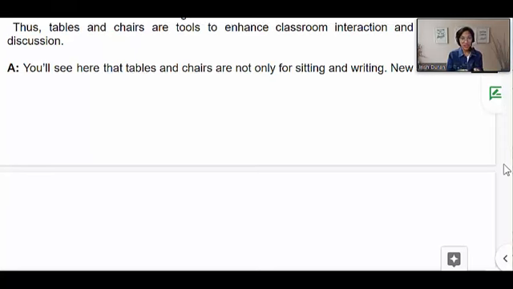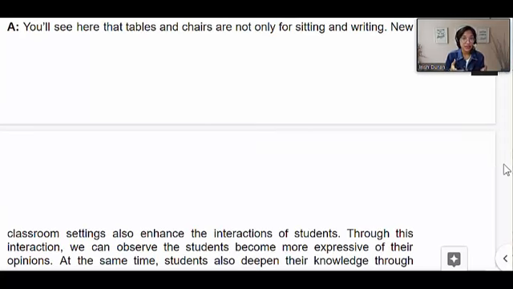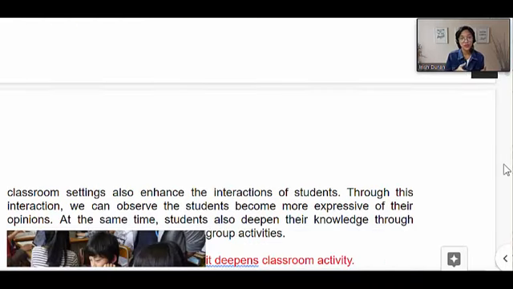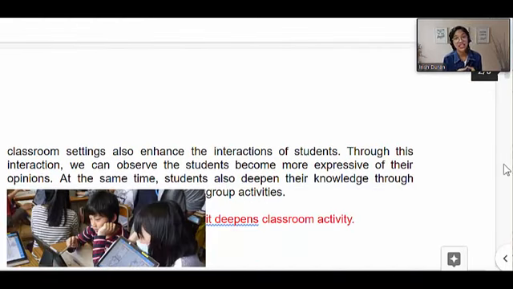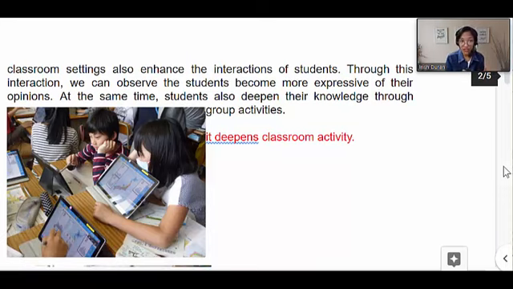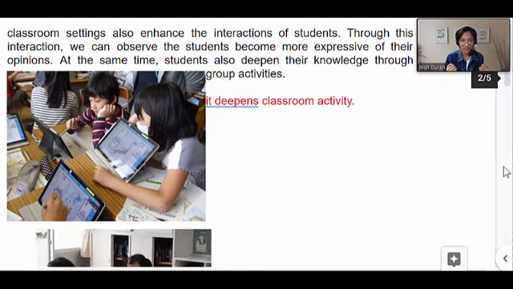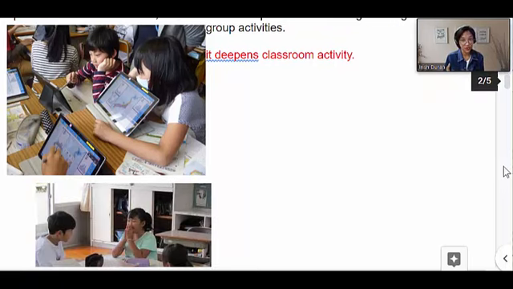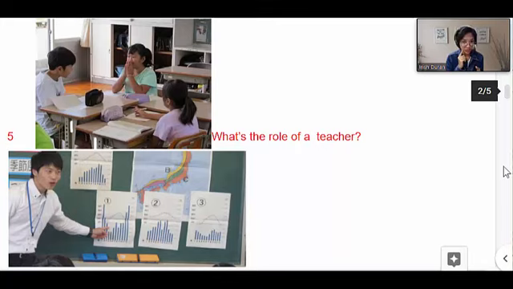You'll see here that tables and chairs are not only for sitting and writing. New classroom settings also enhance the interactions of students. Through this interaction, we can observe the students become more expressive of their opinions. At the same time, students also deepen their knowledge through group activities. It depends on the classroom activity. What's the role of a teacher?